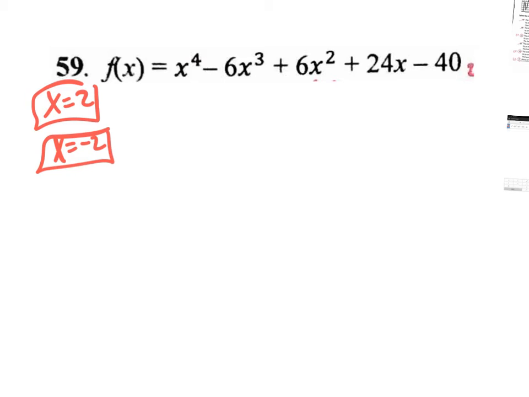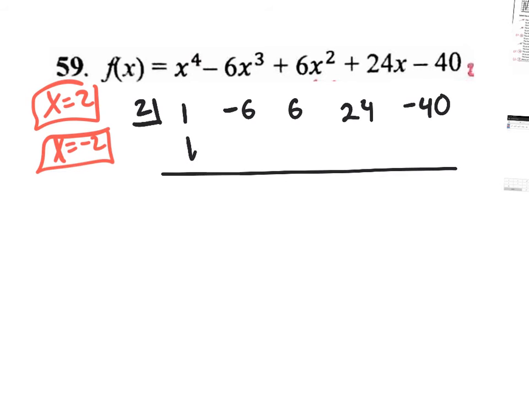So that's why the Desmos app is so important, because right off the bat, you know 2 answers. These 2 answers are guaranteed to work. So if you use synthetic substitution and plug in 2, you're going to have the coefficients 1, negative 6, positive 6, 24, and negative 40.